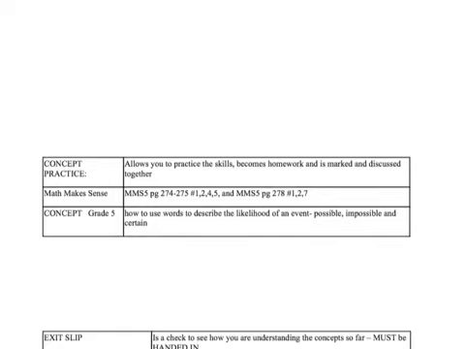All right, you're on to concept practice. You are just using words to describe the likelihood of an event: possible, impossible, certain, likely, equally likely, more likely, and so on. Page 274, 275, numbers 1, 2, 4, and 5. And on page 278, numbers 1, 2, and 7. You'll be looking at spinners as well as other experiments, etc., that will relate to probability. Of course, as you have any questions, make sure that you ask.